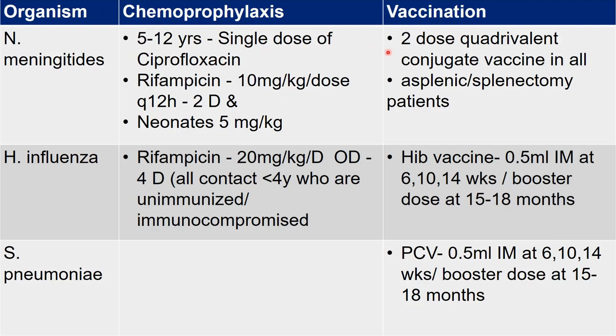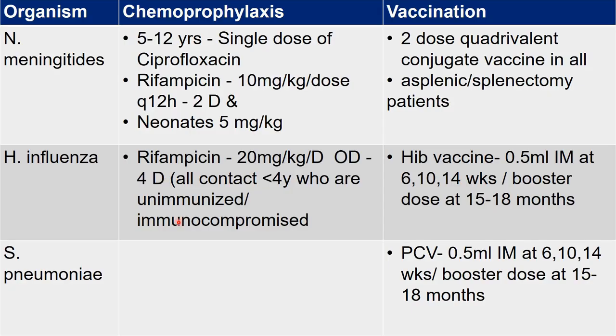These are the chemoprophylaxis and vaccinations in some meningitis. Like Neisseria meningitidis, you should give chemoprophylaxis to the contacts. For 5 to 12 years of age, you give a single dose of ciprofloxacin, and younger than 5 years, rifampicin 10 mg per kg per dose 12 hourly for 2 days, and the dose of rifampicin in neonates is 5 mg per kg. And for this, a 2-dose vaccine is available, which is a quadrivalent conjugate vaccine, and especially this is indicated in all children who have asplenia or splenectomy patients. Post splenectomy, this is more important.